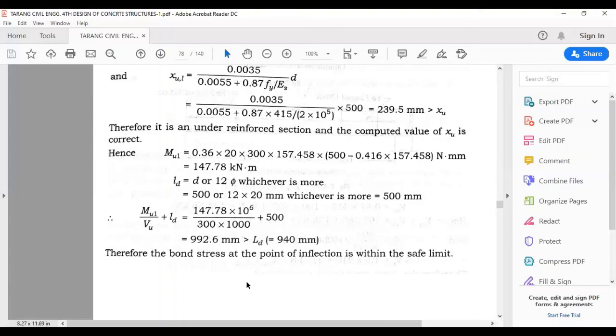So this was all with curtailment of reinforcements, and we have discussed numericals on anchorage length and then bond stress.